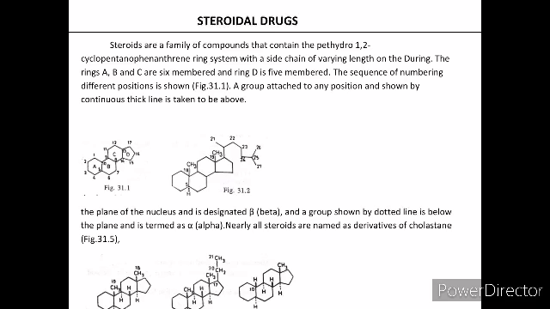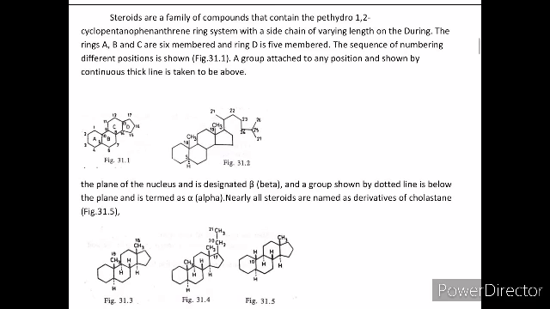Now the group attached to any position, which will be shown by a continuous thick line, is considered to be above the plane and will be designated as beta, and the group which is shown by dotted lines will be taken below the plane and it is termed as alpha. Nearly all the steroids are named as derivatives of cholesterol. So we have these different arrangements. As you can see in 13.3, 4 and 5, we will see the structures one by one.